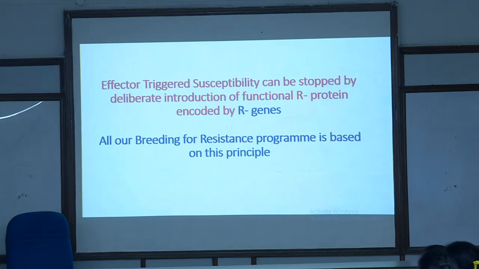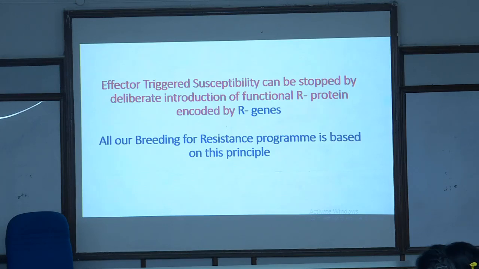But this effector-triggered susceptibility can be stopped. How can it be stopped? It can be stopped very nicely, and we have been doing it for many, many years. This is stopped just by entering into a program called breeding for disease resistance. What you do is bring another factor into the host system which can stop this effector from leading into effector-triggered susceptibility, right?